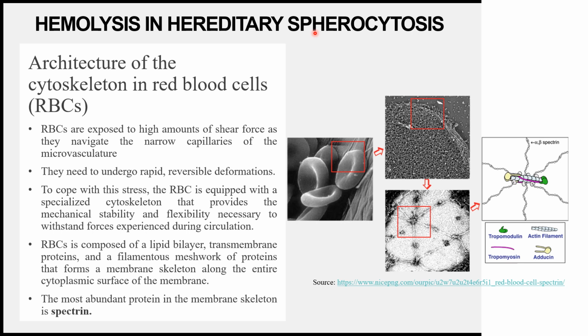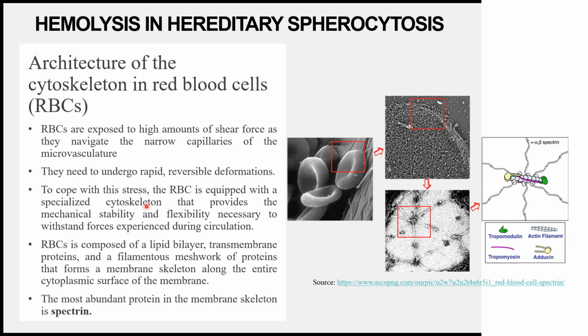To understand this disease, firstly, we must understand the structure of the red blood cell. Red blood cells are exposed to a high amount of pressure and force because they navigate through the narrow capillaries in our body. In order to squeeze through these narrow capillaries, they undergo rapid and reversible deformation. So they are deformed and then they form back. To cope with this stress, the red blood cell has a specialized cytoskeleton.